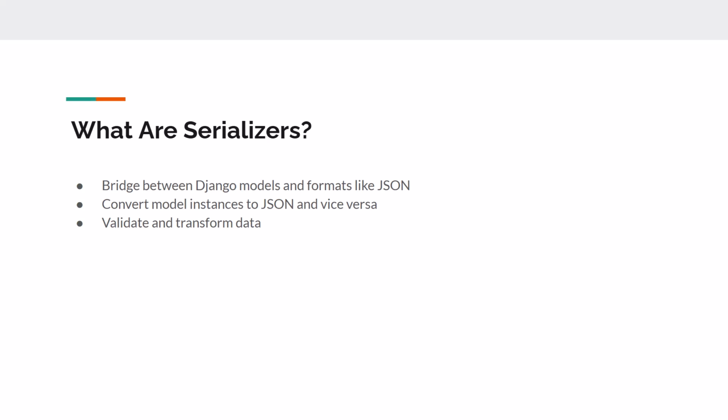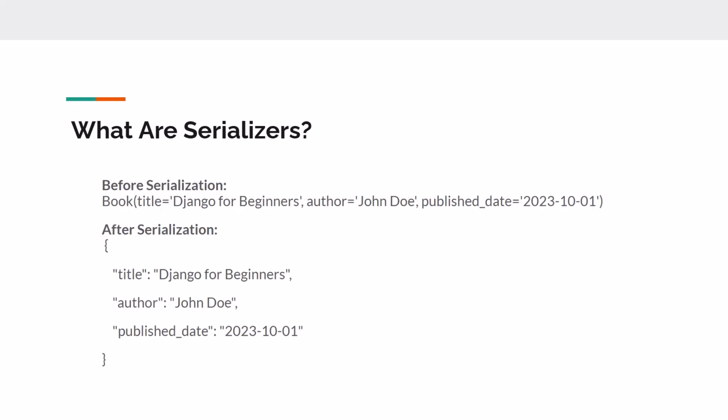For example, let's say you have a book database. You can use serializers to convert your book objects into JSON for a front end app, or take JSON data from a user and create or update book records. Here's a quick visual before and after serialization. You can see the book before serialization, it's a model instance. And then after serialization, you can see it's a JSON. So that's what we want to achieve with serialization.